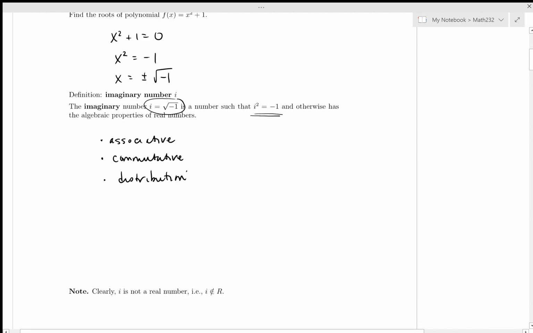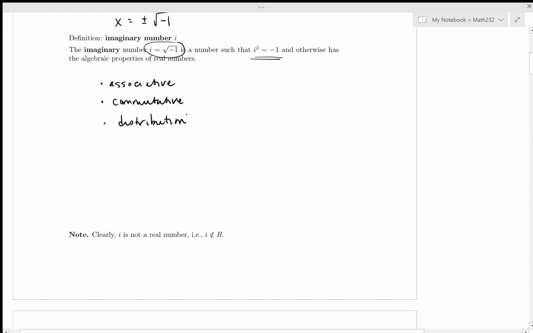And clearly it's not a real number. So we denote this: i is not in the set of real numbers. You know from my previous lectures that that would be "not in," and I often write that with a double bar, not in the set of real numbers. Okay, so that is the imaginary number i.